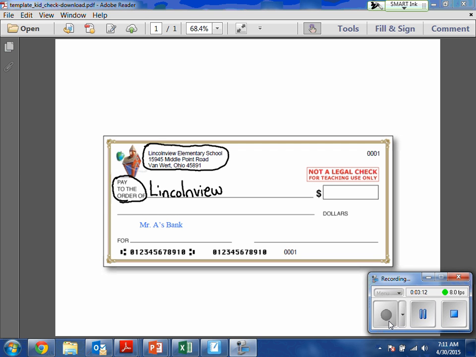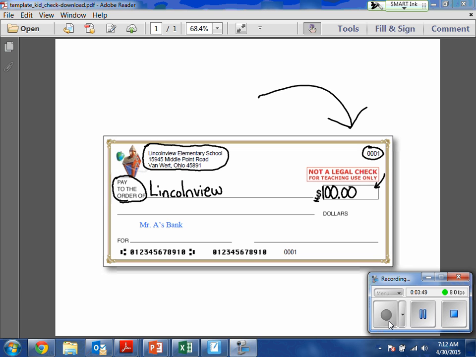And then what I want you to notice over here, if we draw our arrow, if we come over this way, there's a number right here. This number basically means what check it is. This is check number 1. Then if we come down here to this box, we have a dollar sign and a box. That means how much money are you going to pay Lincoln View? I'm going to go ahead and pay Lincoln View $100. Now, make sure that your money amount fits inside that box right there.